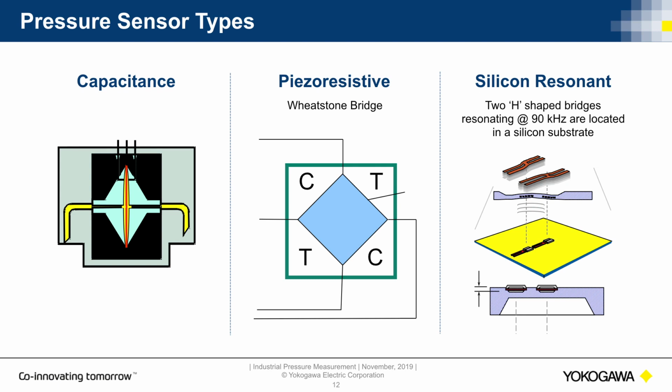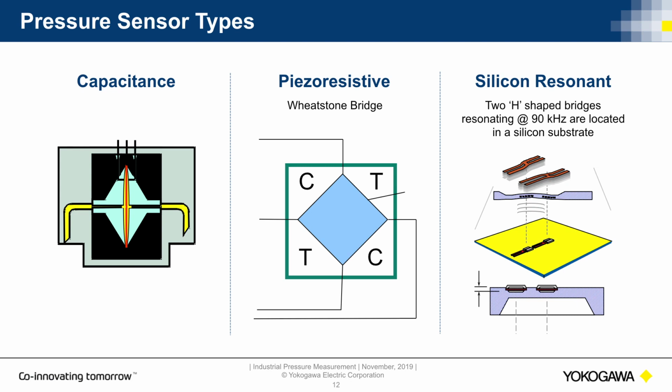Being an analog signal, an A to D converter must be used to convert the signal to a digital format for the transmitter to process it. So when we look at piezoresistive next, that is based basically on the piezoresistive effect, that the resistance of the semiconductor changes as the mechanical stress changes.